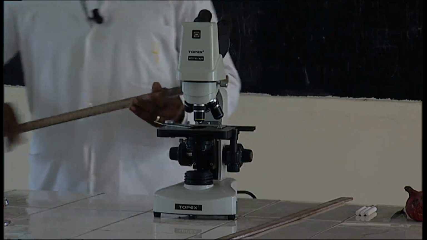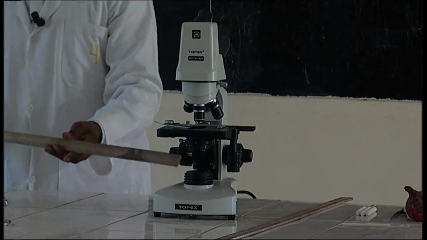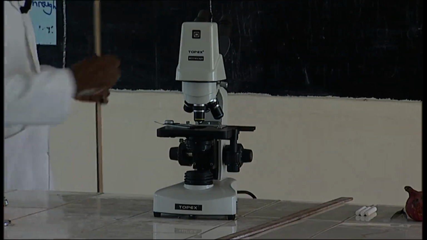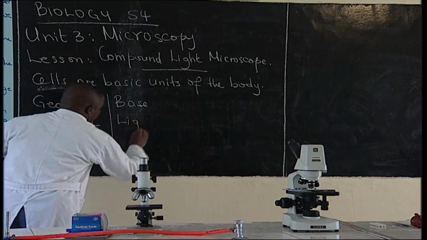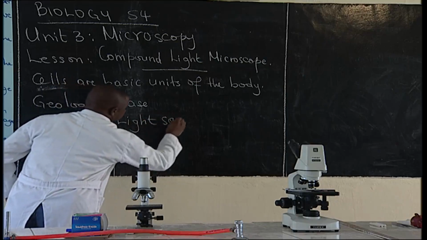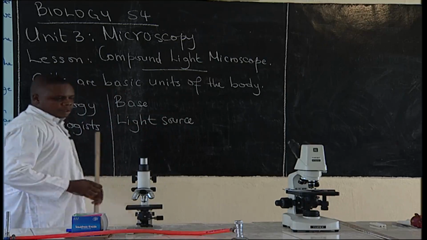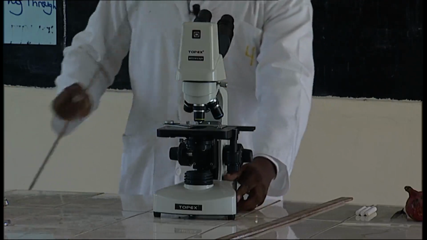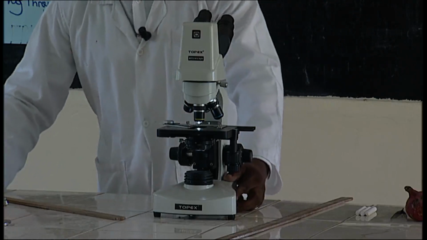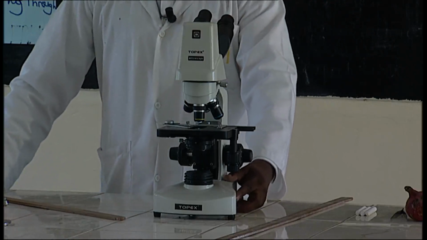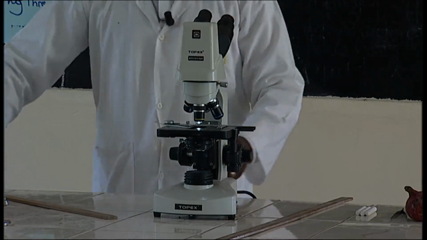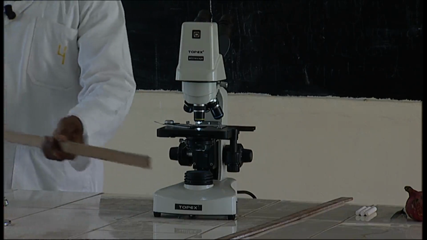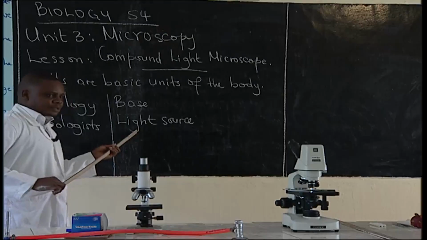We also have what we call light source. When you see here, this one is the light source. And on the side, we have the switch, which means I can switch it on. I can also switch it off. And when it is on, you can see that this is the source of light. That's why we call it light source.